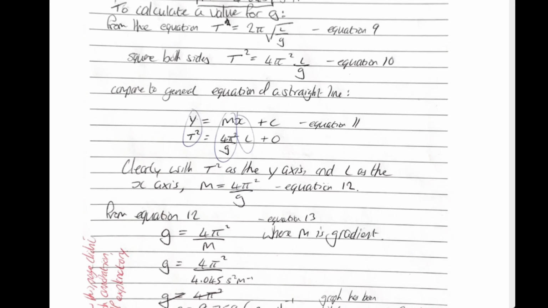We squared the equation that we were given to give us t squared equals 4 pi squared L over g, and we compare that to the equation of a straight line. Again, this technique is something that's covered in other sheets, and you can go into it in a bit more detail. It's something you do really need to get to grips with. So if this seems a bit alien to you, then call up some of those sheets and have a little go at practicing this with some other equations and experiments.